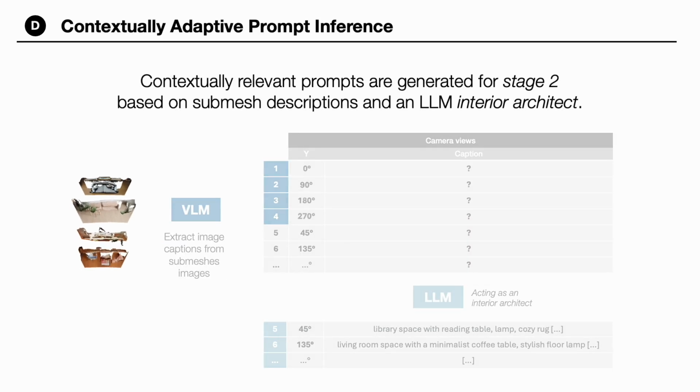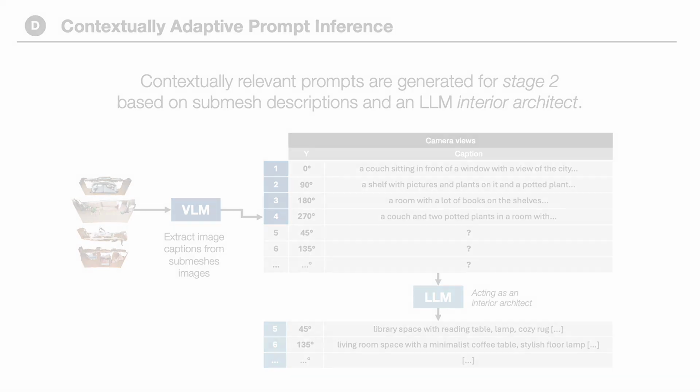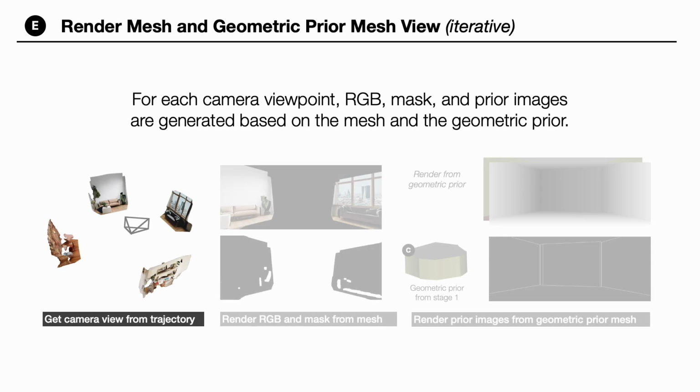To generate text prompts for the iterative blending process, we utilize a large language model instructed to act as an interior architect. Given a set of inferred descriptions of each submesh, this model is tasked to produce creative descriptions of the connecting spaces.